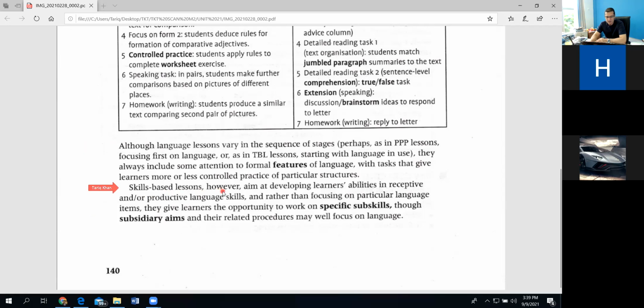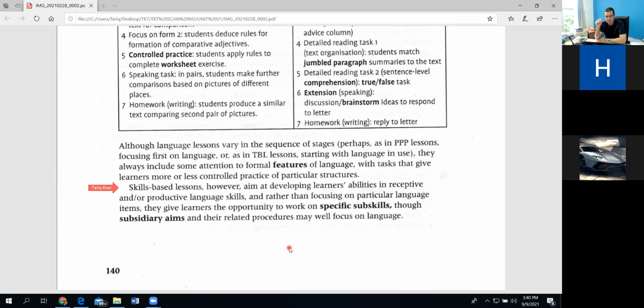Skill-based lessons, however, aim at developing learners' ability in receptive and productive language skills. Skills are reading, writing, listening, and speaking. Two are receptive, which are reading and listening. Two are productive, which are speaking and writing. And rather than focusing on particular language items, they give learners the opportunity to work on specific sub-skills, though subsidiary aims and their related procedure may well focus on language. Now, when we do skill-based practice, if you remember, in reading there are sub-skills: reading for scanning, global reading, intensive reading, extensive reading, inferring meaning from context. When we do skill-based practice, we mostly practice these sub-skills.